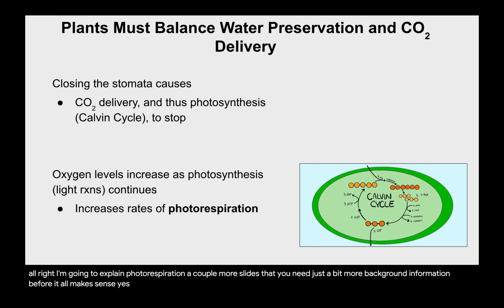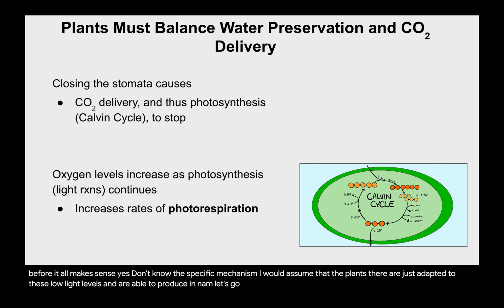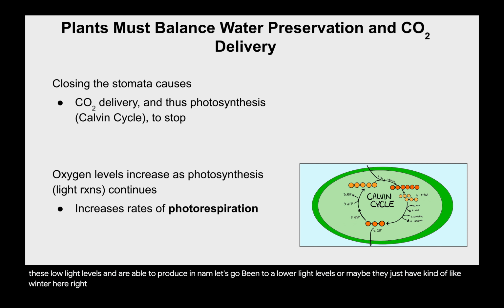Most of the time? Great question. I don't know the specific mechanism. I would assume that the plants there are just adapted to these low light levels and are able to produce enough. I don't know. That's a very interesting question, though. I'm just assuming it has something to do with adapting to lower light levels, or maybe they just have kind of like winter here, right? They just go dormant for those months. That would be my guess.